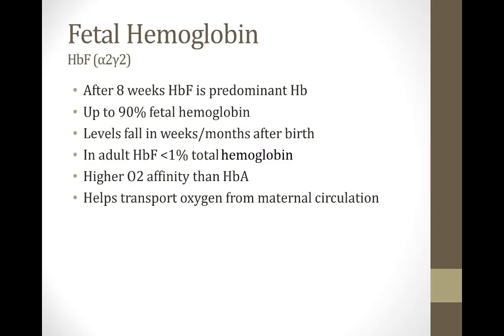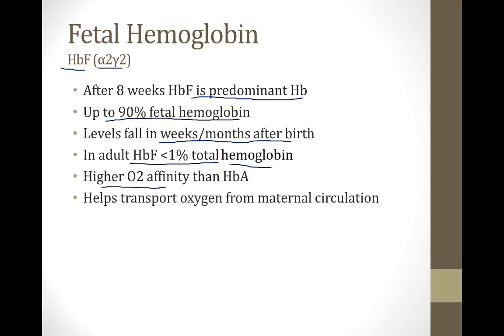So let's talk about that fetal hemoglobin some more. That's hemoglobin F with 2 alpha chains and 2 gamma chains. After 8 weeks of development of the fetus, hemoglobin F is the predominant hemoglobin. It represents about 90% of fetal hemoglobin. The levels start to fall in the weeks or months after birth, but newborns still have a lot of fetal hemoglobin present. In adults, HbF is less than 1% of total hemoglobin, so just a little bit remains behind.